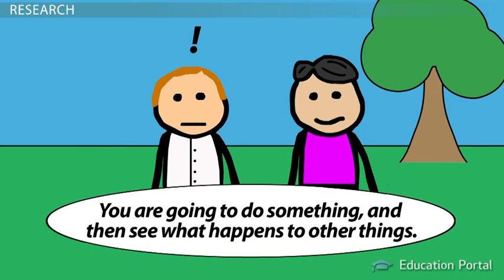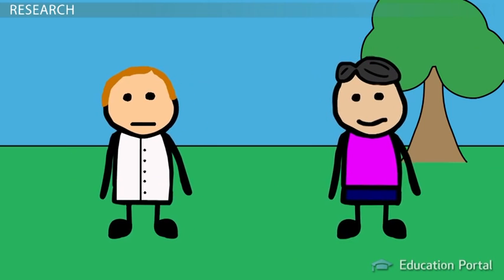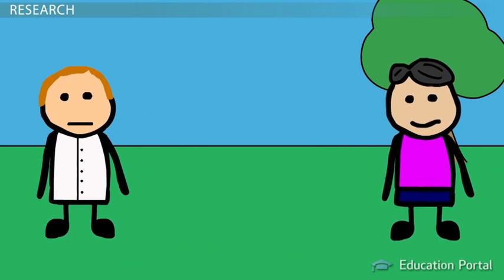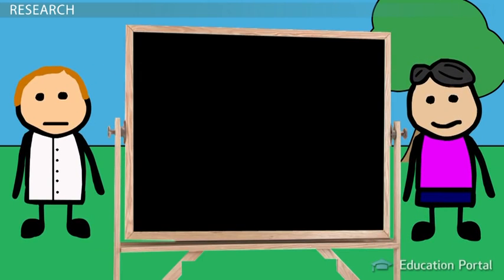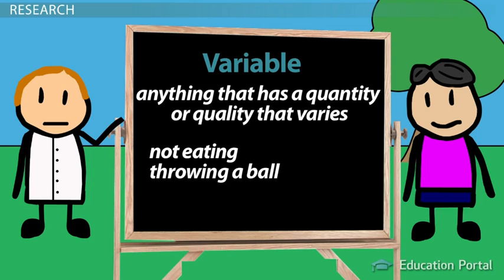But that sentence isn't very scientific, so we're going to learn some new words to replace the unscientific ones, so we can provide a scientific explanation for what you're going to do in your experiment. The starting point here is to identify what a variable is. A variable is defined as anything that has a quantity or quality that varies. Your experiment's variables are not eating and throwing a ball.